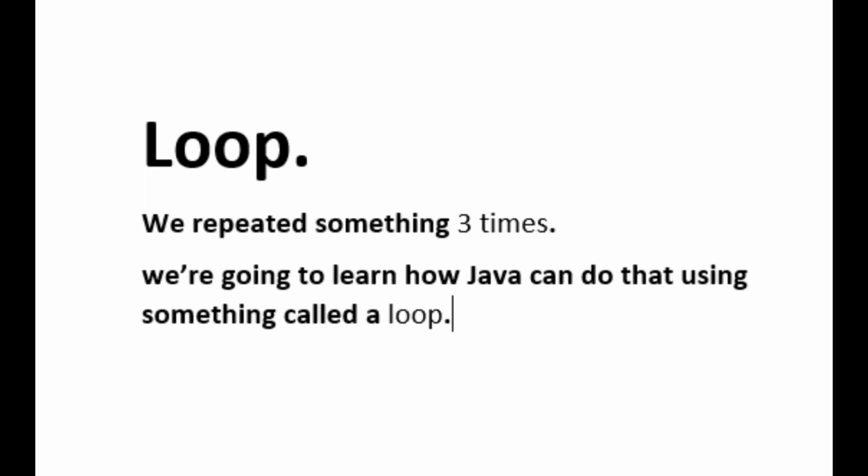Instead, what if we could make the computer do it for us? That's exactly what loops help us do in programming. Today we're going to learn about the for loop in Java. A for loop is a tool in Java that allows us to repeat a task a specific number of times. Imagine you want to print your name 5 times. Rather than writing 5 print statements, you can just use a for loop to repeat it automatically.